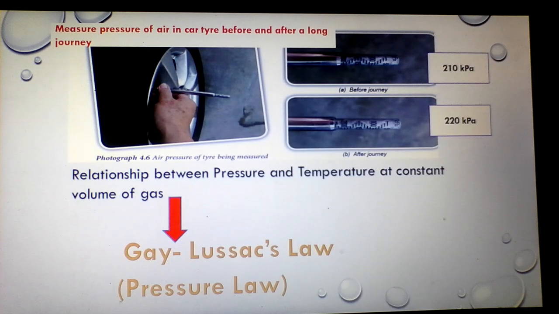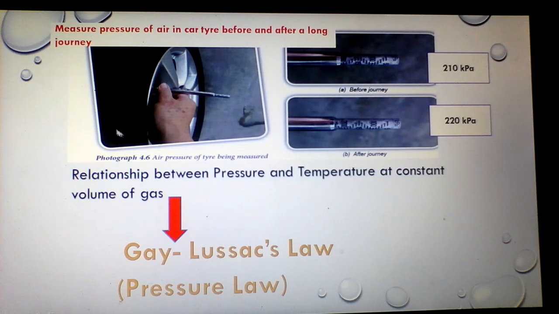Let's continue the gas law topic, the last part, that is Gay-Lussac's Law. Okay, look at the diagram here. Measure the pressure of air in a car tire before and after a long journey. So we use a pressure meter. Before the journey, the recorded pressure is 210 kilopascal. After the long journey, it is recorded as 220 kilopascal. So you can see there's an increase in pressure.